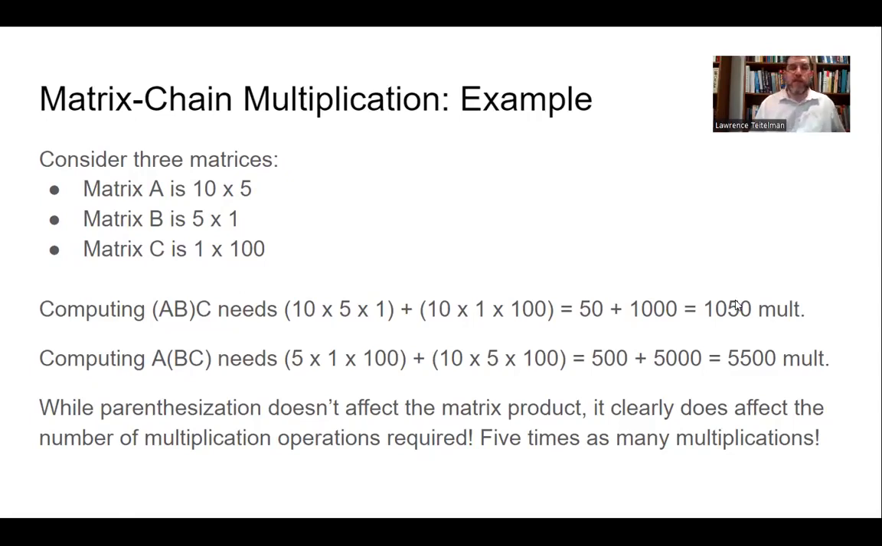Okay, what happens if I do it the other way? I do the B and C first and then the A. So I say, okay, I have a 5 by 1, multiply that by 100.